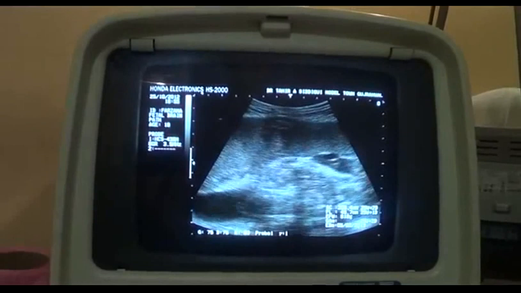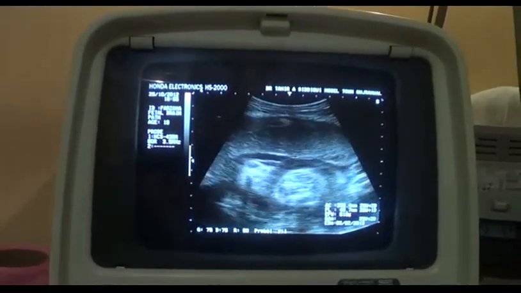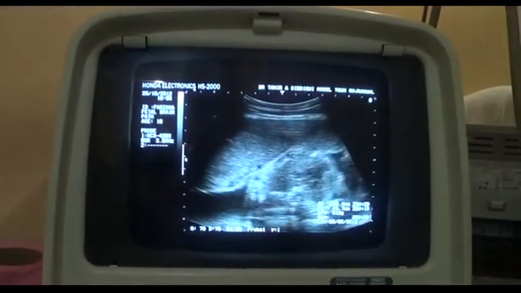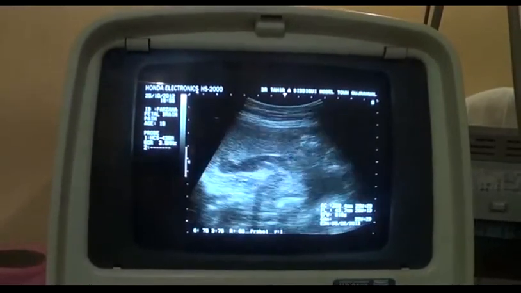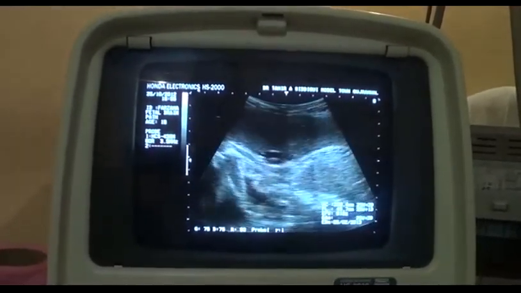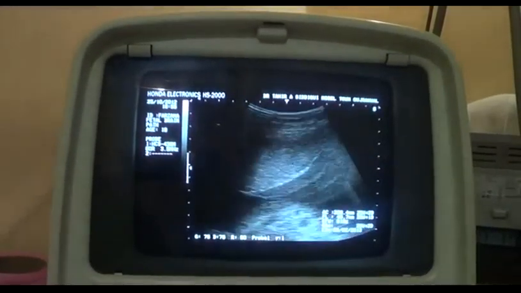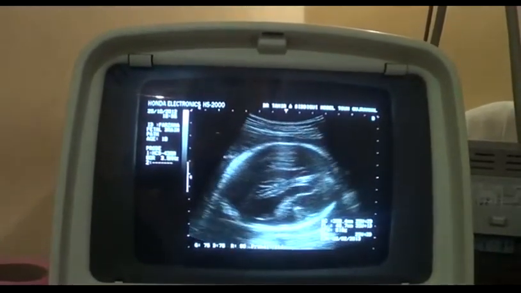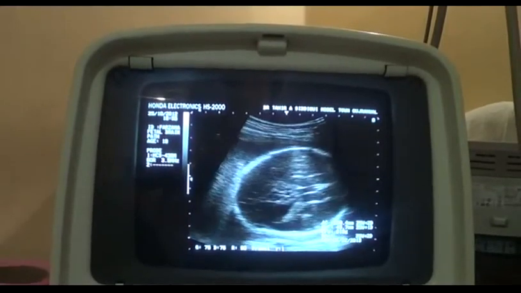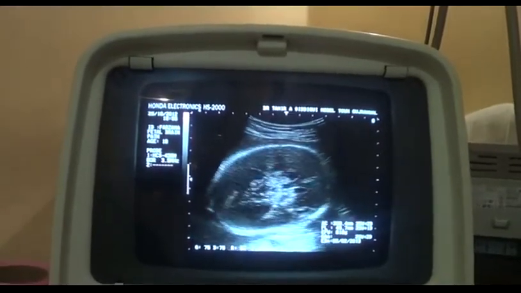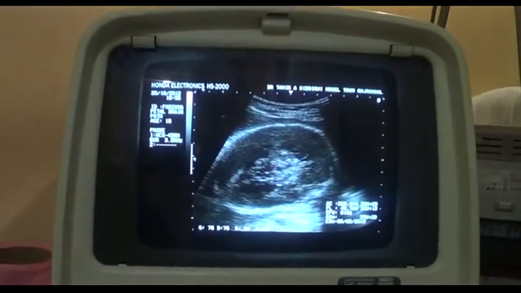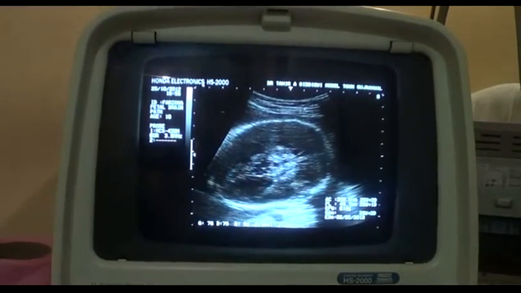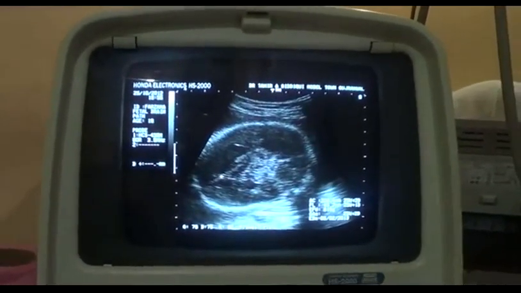Okay, what else? Now you can see that the placenta is on the anterior wall. We don't see any abnormality relating to the placenta. We saw a normal umbilical cord. Now this is the fetal brain. You can see the choroid plexus. This is the choroid plexus.